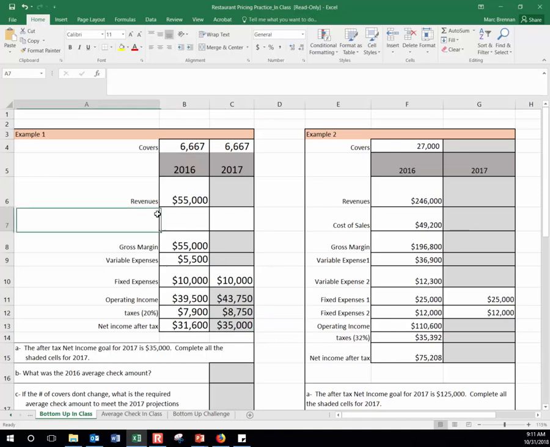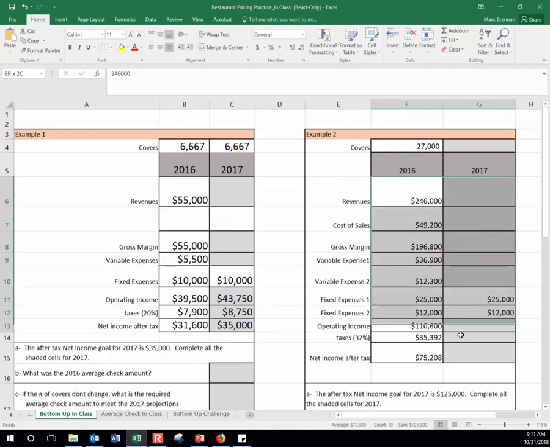Now, in this case, there's no cost of sales. We'll get to an example that's a bit harder in a second. But really, gross margin is just going to be like gross profit. It's revenues minus cost of sales equals gross margin. So our required revenues and our gross margin will be the same in this case.